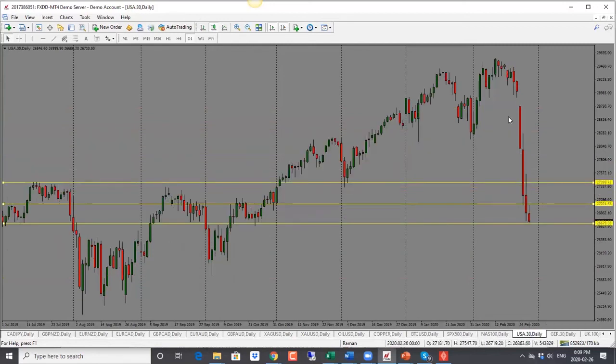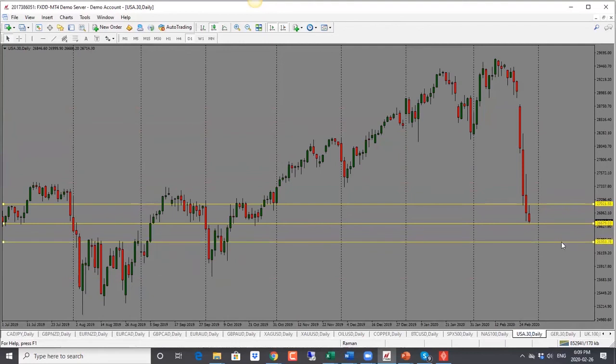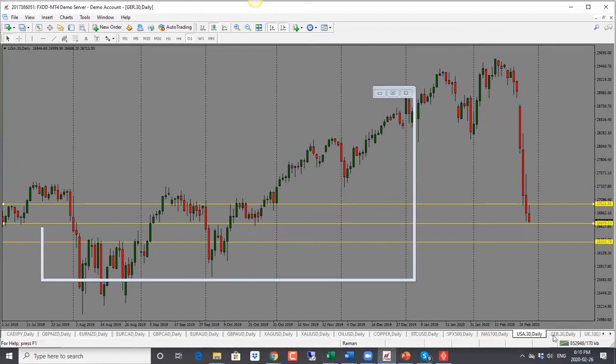And then Dow Jones, big drop here, still looking bearish. It's again into the first target here at 26,680. That will be the first target for today. And then the second target is 26,350. So bias is bearish for Dow Jones here.